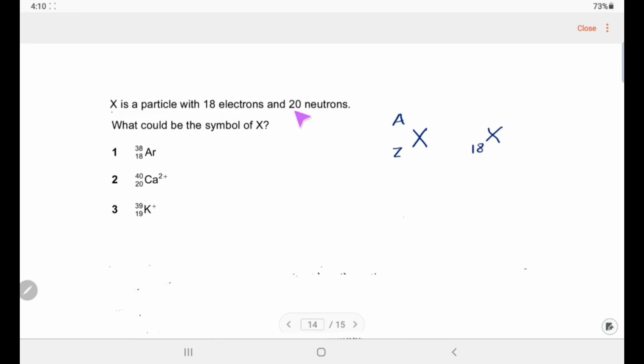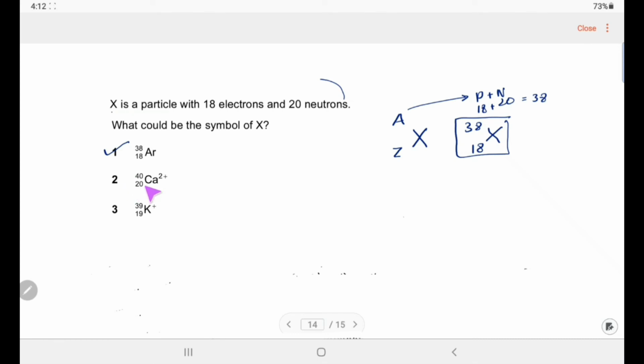Now the next, it has 20 neutrons, but when we write the A, A is the sum of protons plus neutrons. So it has 20 neutrons. And now, from where will the protons come? We know its atomic number is 18. So there are 18 protons. So 18 plus 20 becomes 38. So 38 and 18, it is its correct symbol. 38 and 18, it is argon. One is correct.